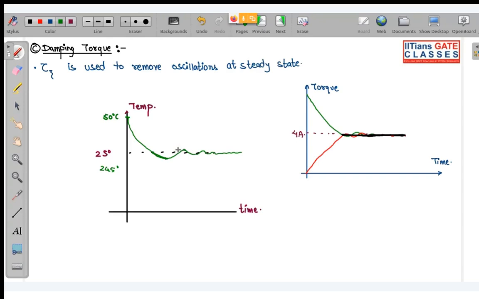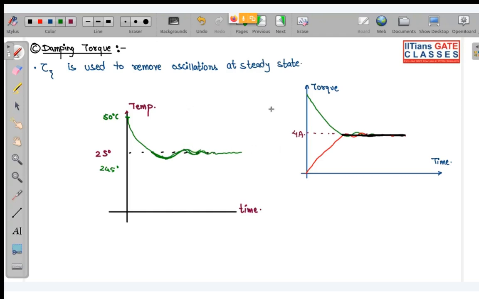So what we need to do, basically, is remove this part. So we use a damper. Now what are all these dampers? Basically these dampers are used to remove the excess energy which is causing this oscillation. In a mechanical system, these oscillations are caused due to inertia. So we have some dampers which remove this excess energy so that we don't get these oscillations.